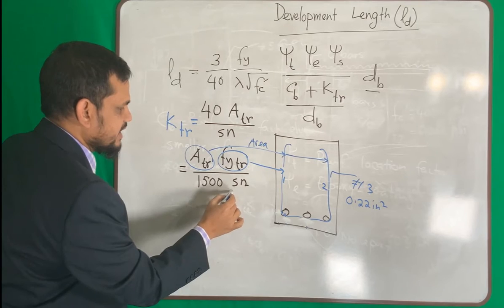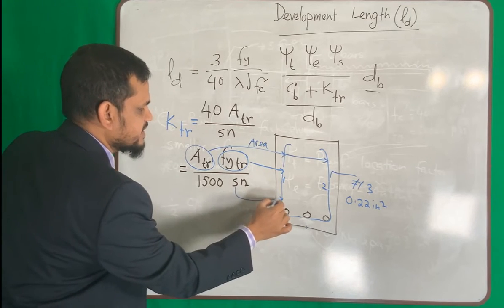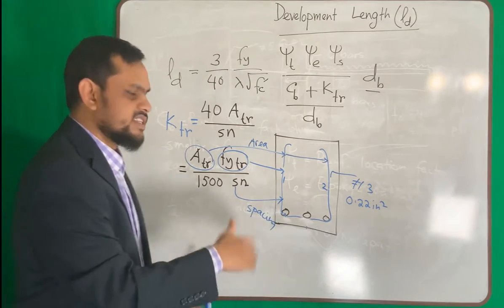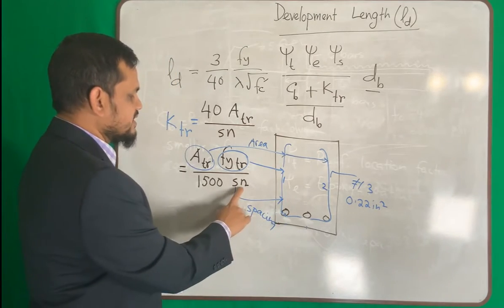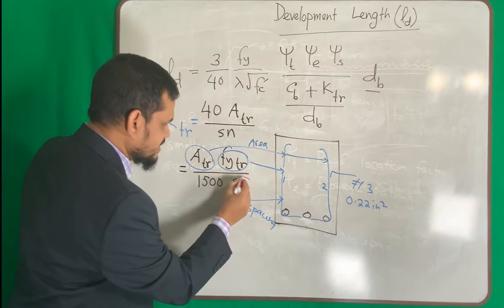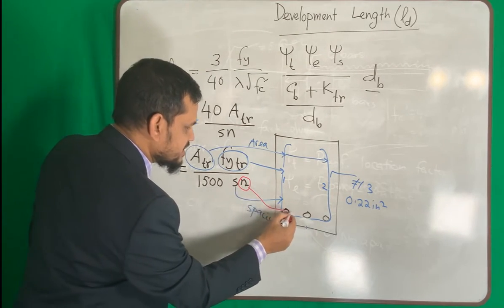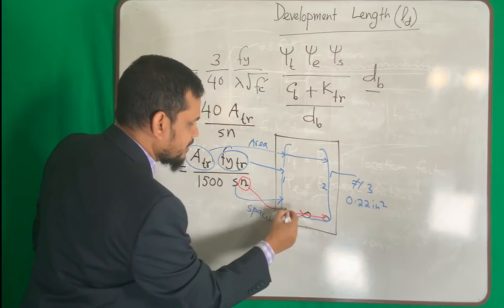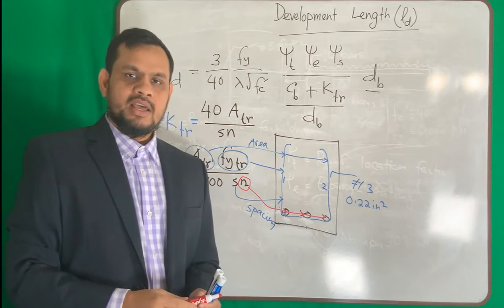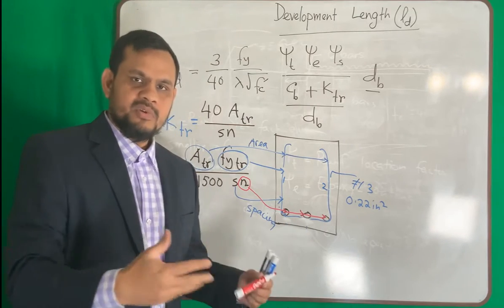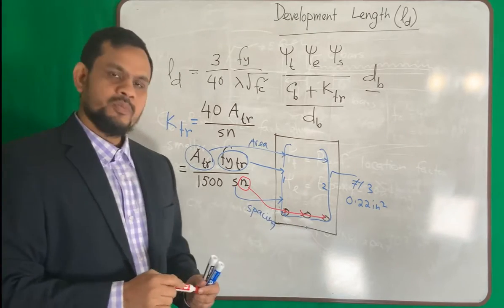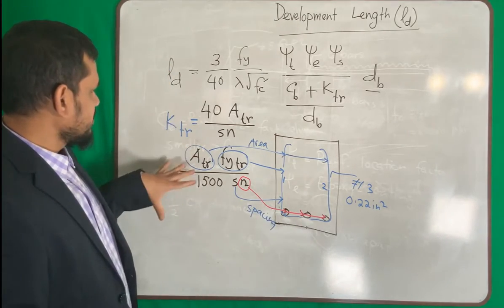Now what is S? S means the spacing of this bar, the spacing of this tie bar. What is n? Now n is something different. n is the number of bars, that means these bars. How many bars are to be developed? How many bars are we considering for the development length? So n here is 3. So hopefully you understood this portion.